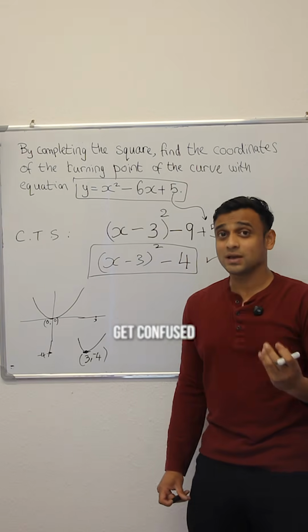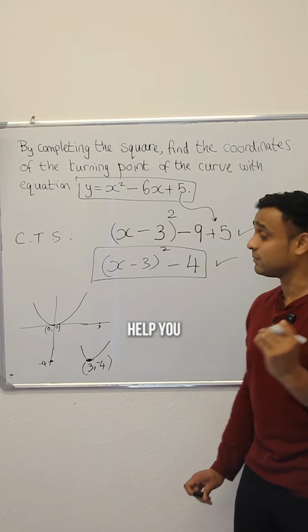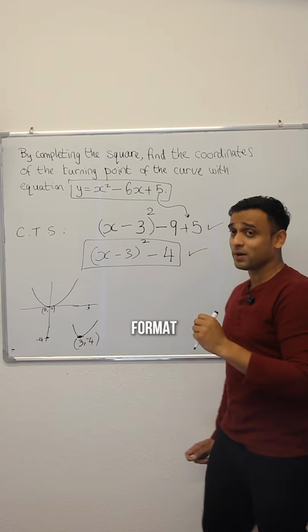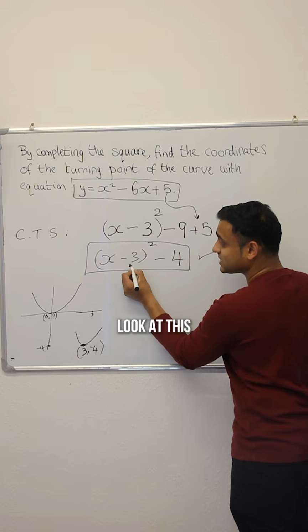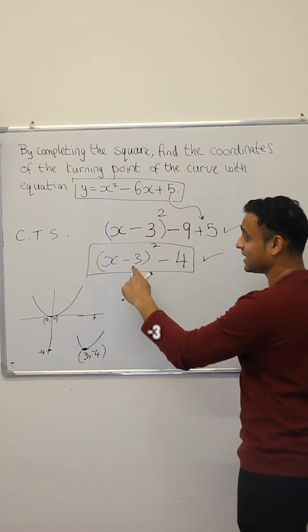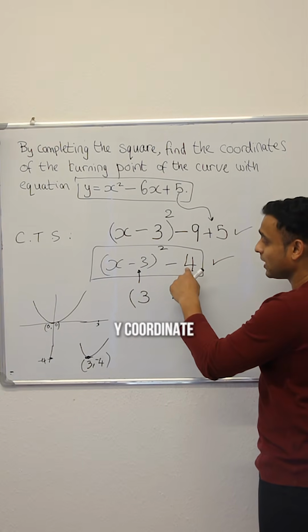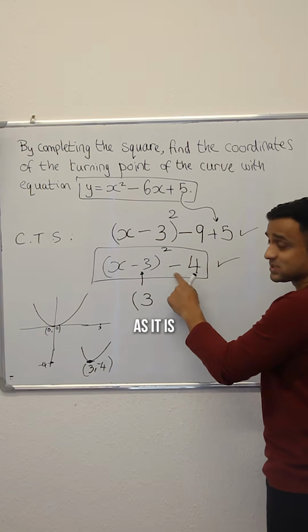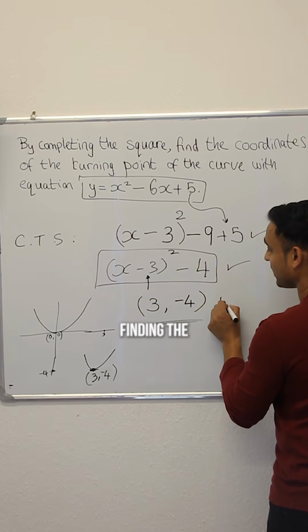However, a lot of students get confused on this step or struggle. So here's a little top tip that's going to really help you. If you have a completed the square format, to find the x coordinates for the turning point, all you do is look at this and use the opposite sign. So if it's a negative 3, the x coordinate for the turning point is going to be positive 3. And the y coordinate is going to be as it is. So we're not going to change the sign. Simply going to be minus 4. So that's a top tip for finding the turning point.